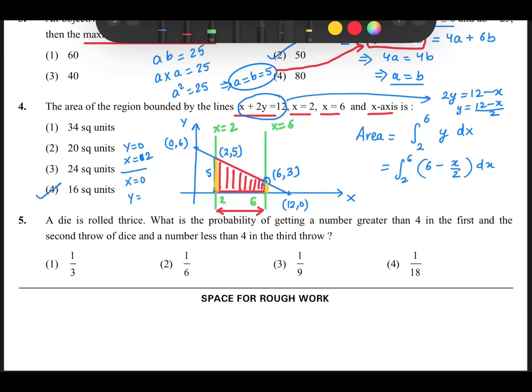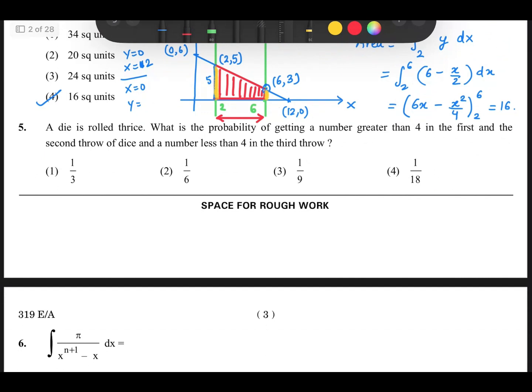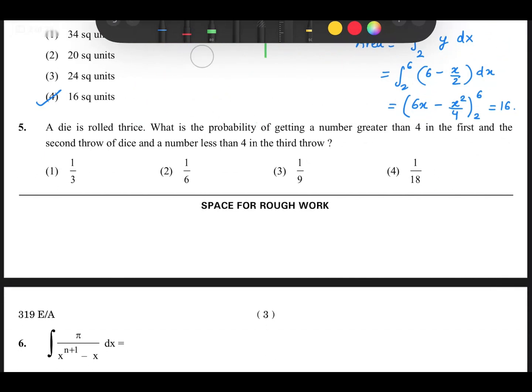So let me just rewrite here. Dividing by 2 on both sides, you get y as 6 minus x by 2, right? So the integral from 2 to 6 of 6 minus x by 2 dx. When you integrate 6, you get 6x. When you integrate x, you get x squared by 2, but you have 2 already down there, so you get 4, from 2 to 6. And then you can plug in the values and find out this is also 16. Okay, so you have two ways. You can go by integration or you can go by geometry. I used the geometry approach, that is much easier, and that will save your time in boards or in competitive exams.